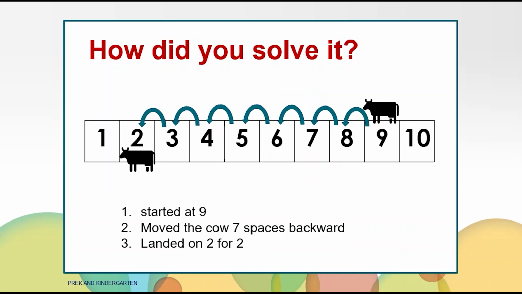Here is another way you may have solved the problem. Maybe you made a number track from 1 to 10. Put a counter on the number 9 because there were 9 cows in the field. Then move the counter 7 spaces for the 7 cows that went in the barn. That left you with 2 cows in the field.